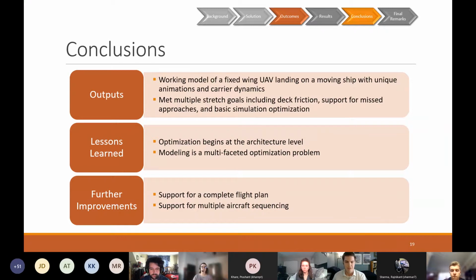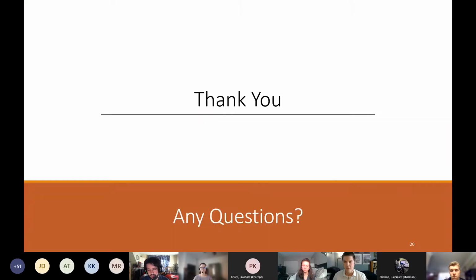And then if we had some more time to continue working on this, we have a couple of further improvements, including support for a complete flight plan, including both takeoff and landing. And then we'd also like support for multiple aircraft sequencing onto and off of the carrier. So with that, we'd like to thank everybody for your attention today and ask if anyone has any questions.